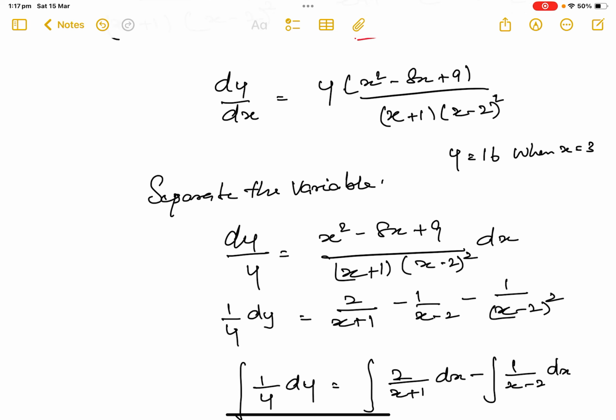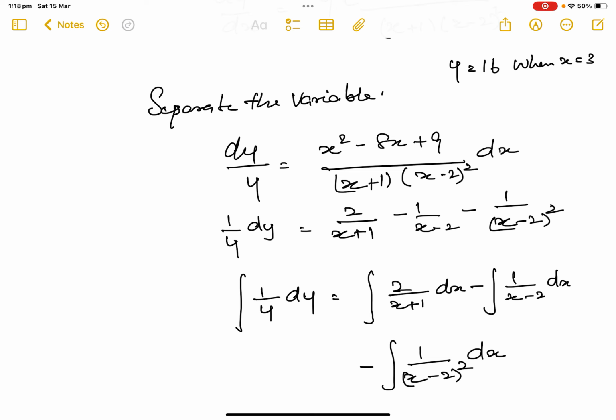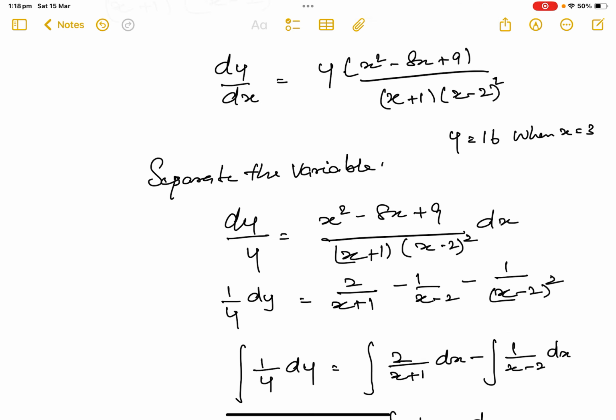What we have to do to start with, this is the differential equation. We have to separate the variables. The variables here are x and y. So on the left-hand side we have x and y variables, and on the right-hand side x and y variables. So we need to bring one variable to one side and the other variable to the other side. So if I cross multiply, dy over y and dx on the other side, so it's separated. So dy over y equals x squared minus 8x plus 9 over x plus 1 times x minus 2 squared, dx.